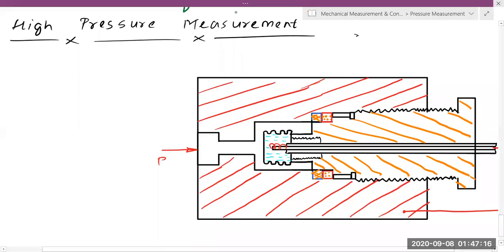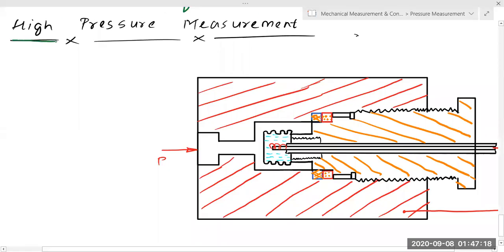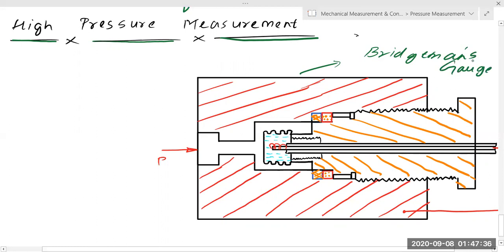So we are starting with a new topic, which is called high pressure measurement. Earlier it was elastic pressure transducer. Now in high pressure measurement, there are various devices, but one of the devices that is commonly used is called the Bridgman gauge. This was constructed by Bridgman, so that's why it is called the Bridgman gauge for high pressure measurement.